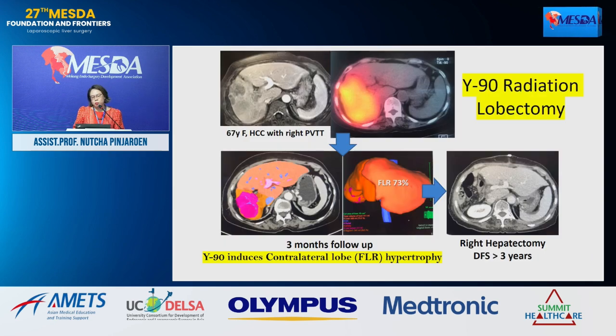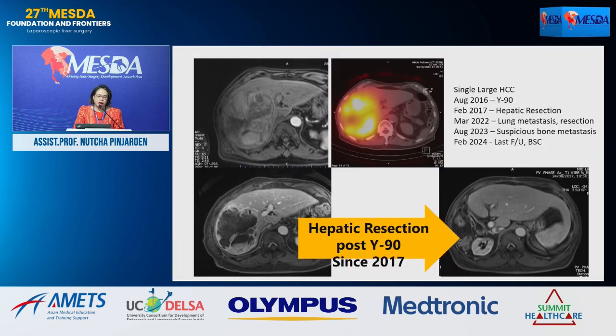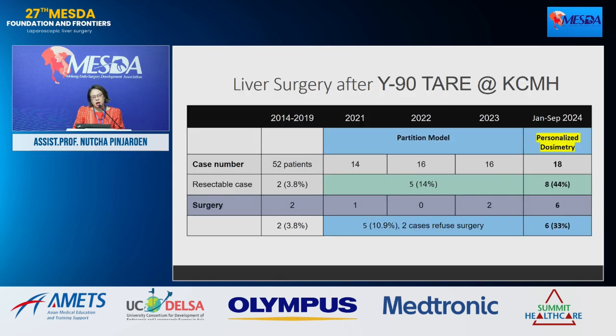For Y-90 radiation lobectomy, Y-90 can induce contralateral lobe hypertrophy and can bring the patient to curative resection. So if you're not sure whether the patient is resectable at the beginning, you can downsize and also, at the same time, increase FLR with Y-90. And this is a case where we resected the patient after Y-90, and the patient had long-term survival without systemic treatment, almost 7 years.